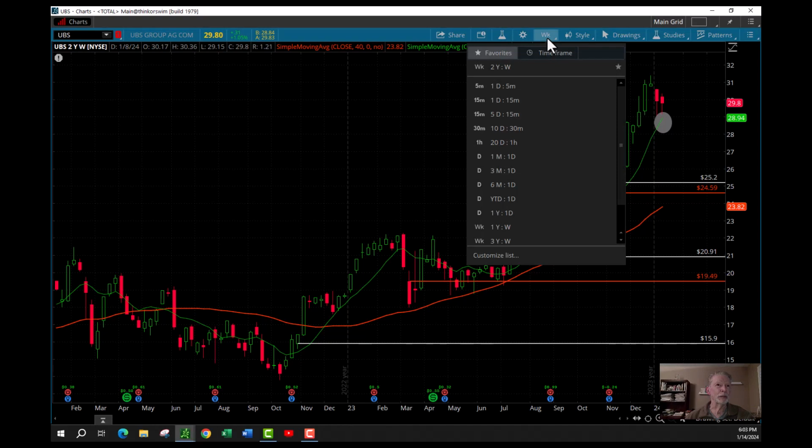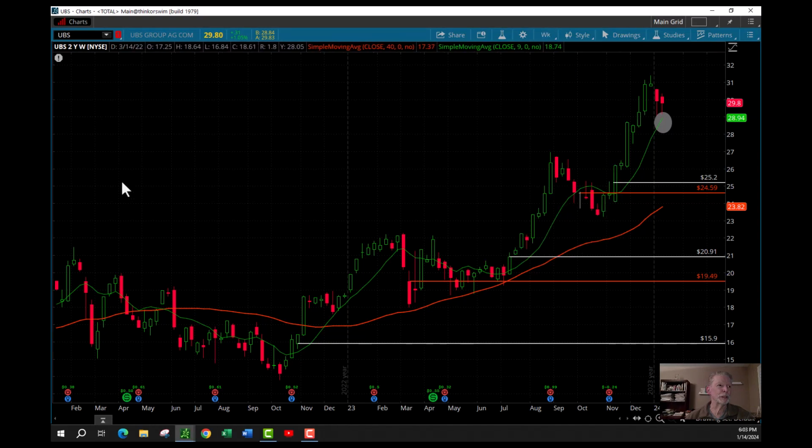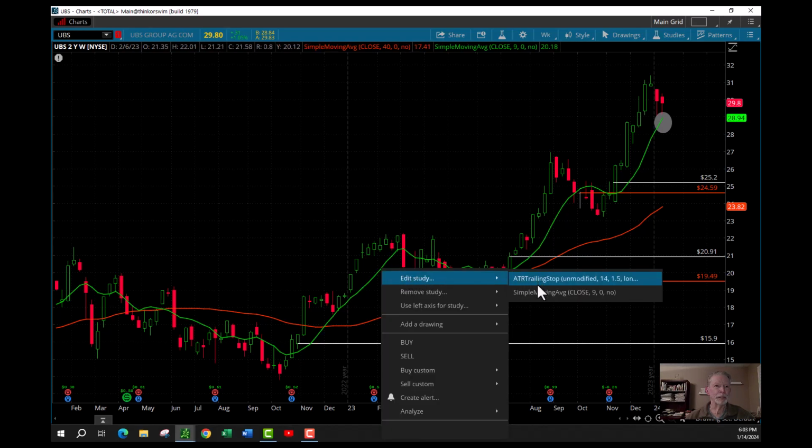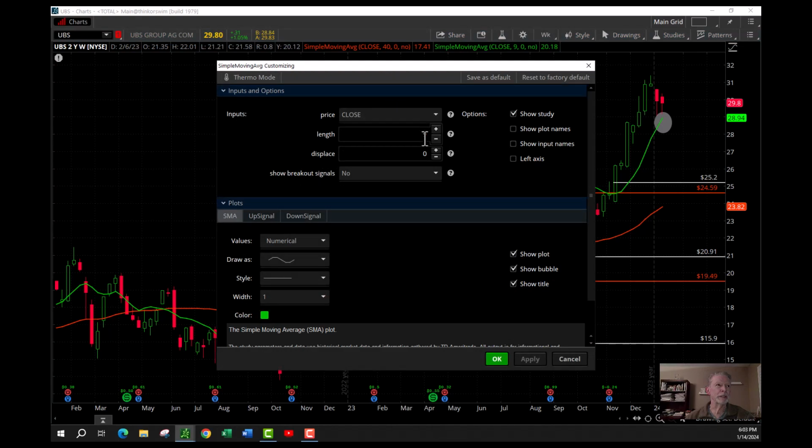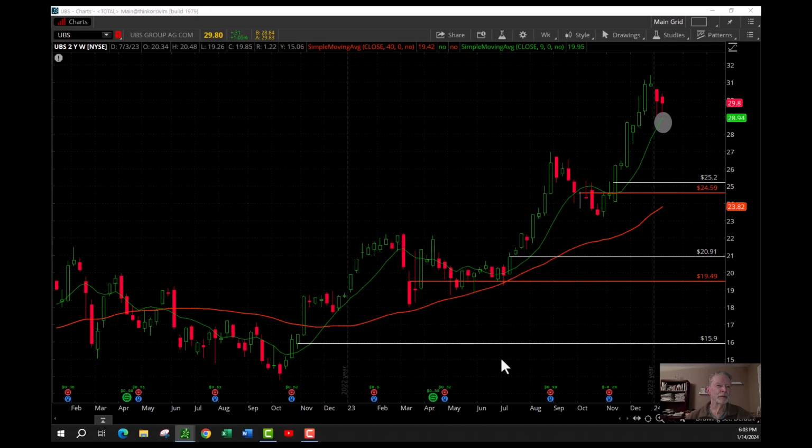For example, right now on the screen, I've got a 2-year weekly chart. At the bottom, it's showing when dividends are paid, and the earnings announcement made every quarter. So let's take a look at what we have on the chart here right now. This green line, which I'm emphasizing here, is a 9 period. It's not 9 weeks, but 9 periods of the chart.